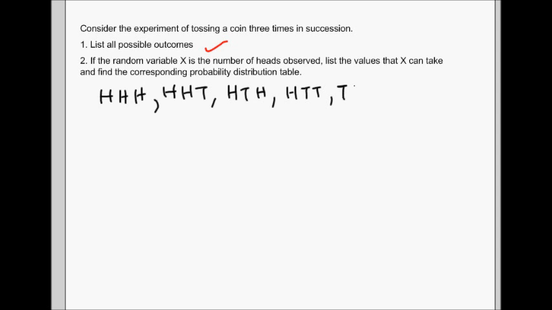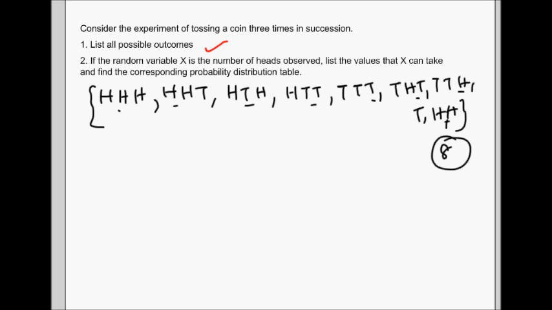Right? And then with T, you can have TTT, TTH, and THH. I think these are the maximum number of outcomes that you can have: 1, 2, 3, 4, 5, 6, 7 and 8. So the total number of outcomes is 8.